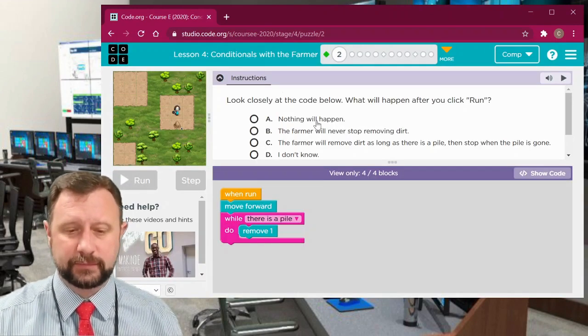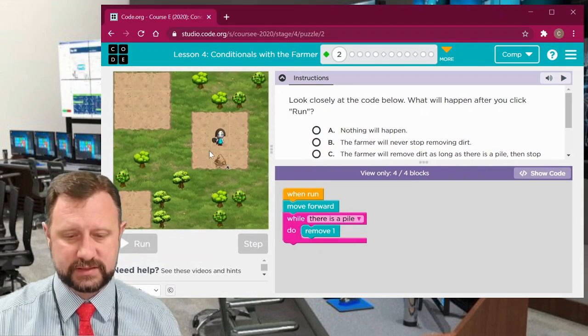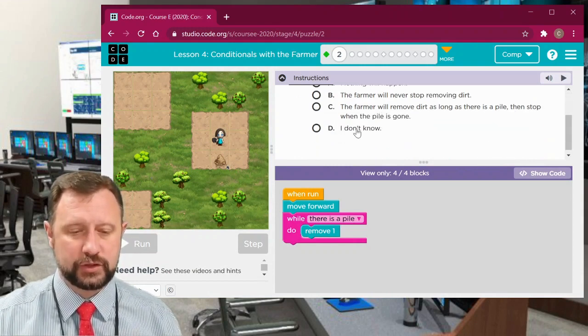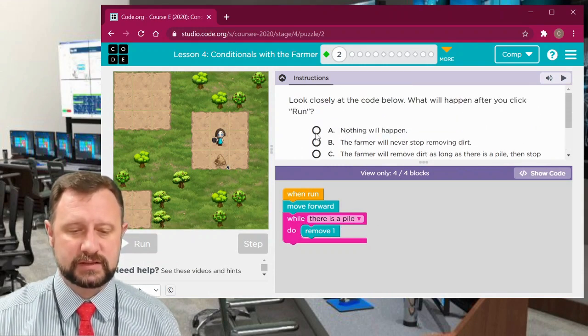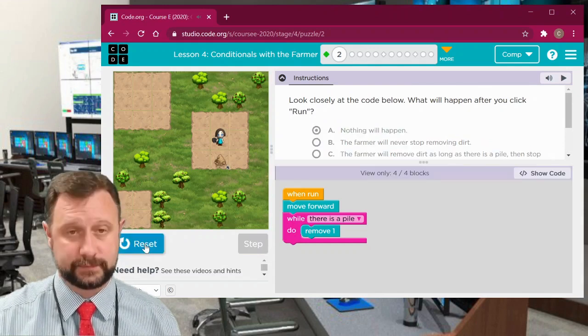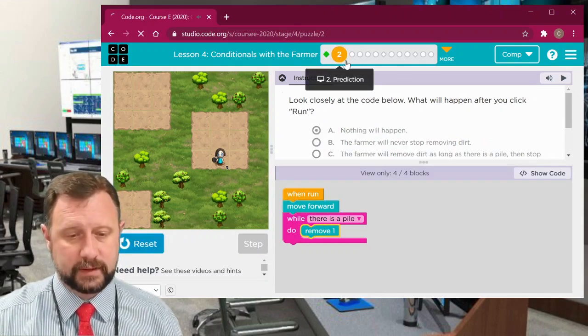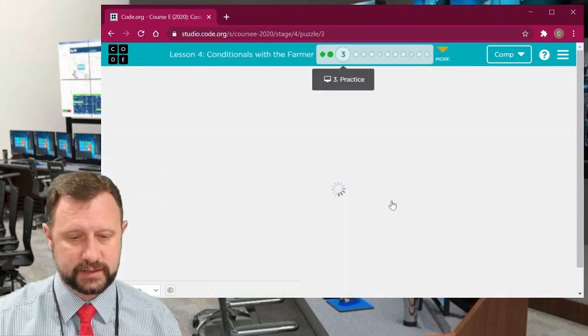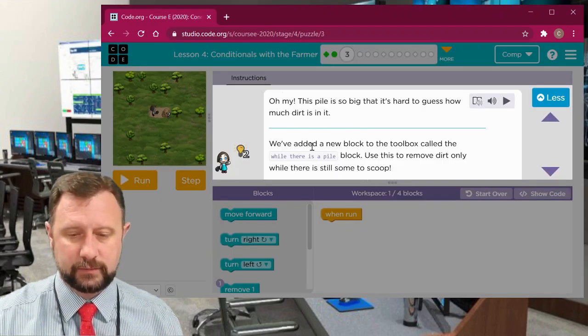So first level, it's a multiple choice level. This farmer has to get to this pile of dirt and it's going to remove it. So when run, go forward, and while there's a pile, remove it. You pick A, B, C, or D, what you think is going to happen, and then push run. I'm not going to give you the answer there because I don't want you to know the answer. Then what will happen is this.